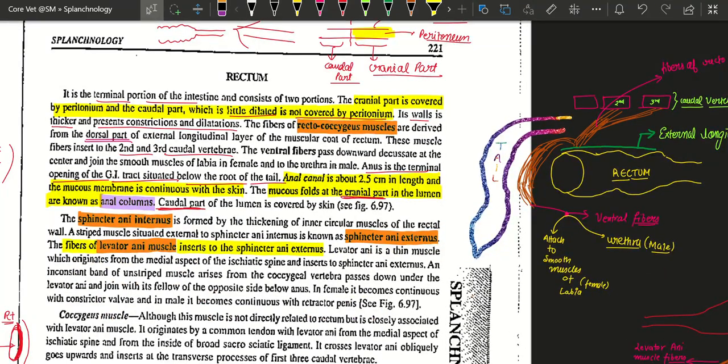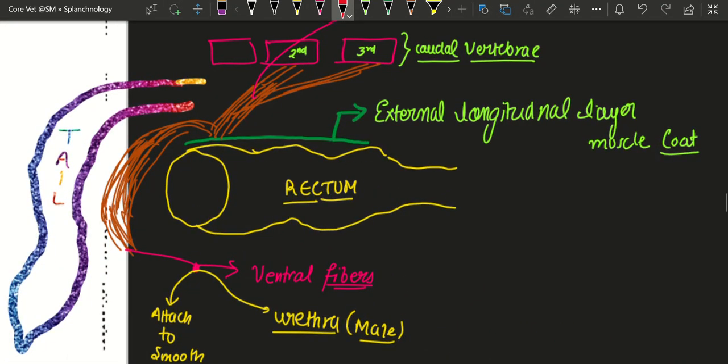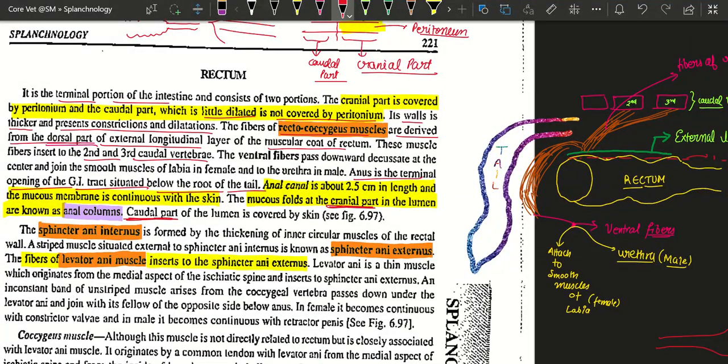Now coming on to the muscle part. The muscle part is quite serious. So first of all, we have to know about the rectococcygeus muscle. It is derived from the dorsal part of the external longitudinal layer of the muscular coat of the rectum. What it signifies is, see, this is the rectum. Now focus on my pen first. What I am making here is the dorsal aspect, right? This is clear that it is the dorsal aspect, right? So on the dorsal aspect, there is an external longitudinal layer of muscular coat above the rectum. And it will be giving the fibers of the rectococcygeus muscle from the dorsal part of the muscular coat.